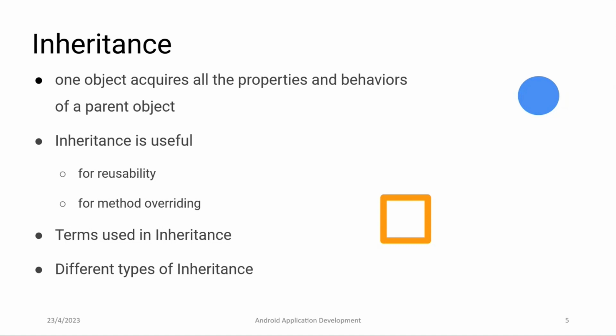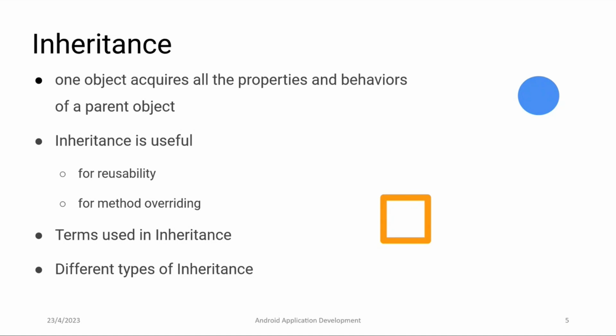So what are the different terms used in inheritance? First, I've already mentioned that there is one parent class and there is one subclass or child class. Subclass means whatever is extending from the parent class, and that is a child class. And one class is superclass. So two names: you can call it parent class or superclass. And for child class, you can call it child class or subclass.